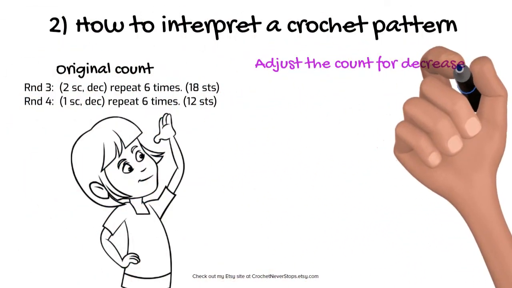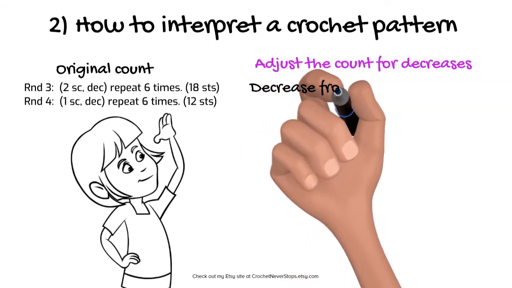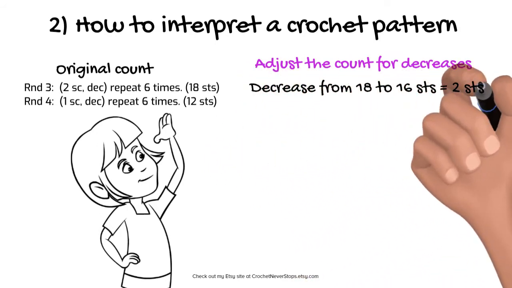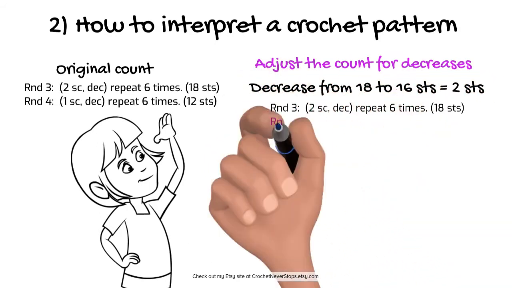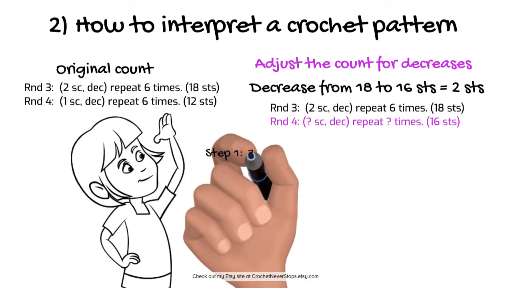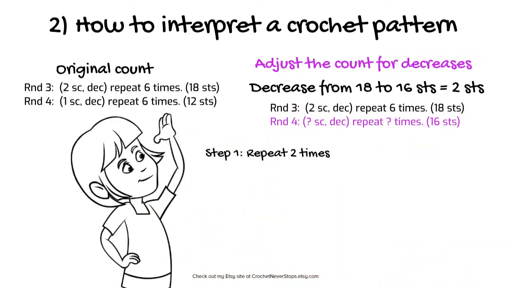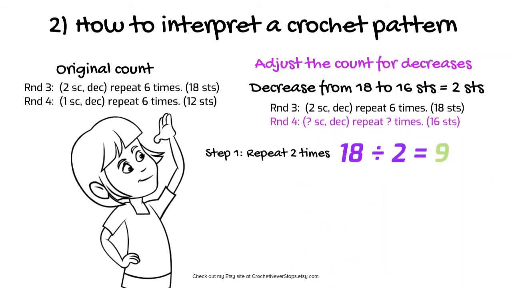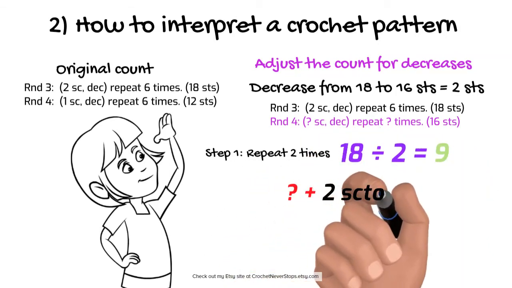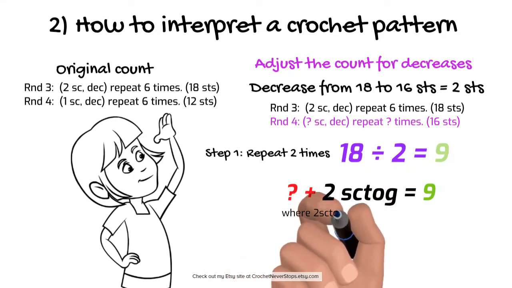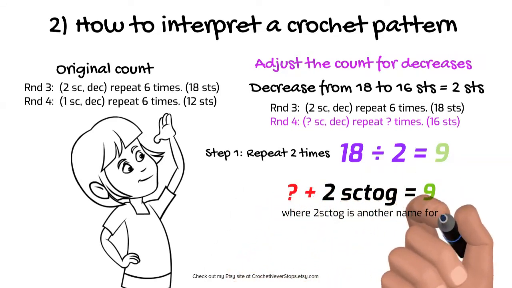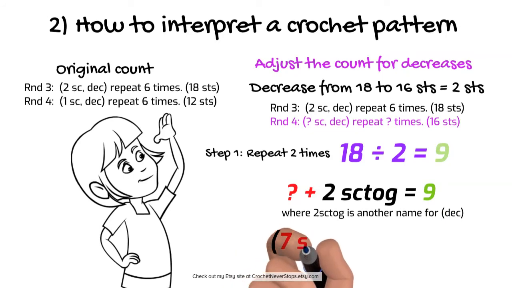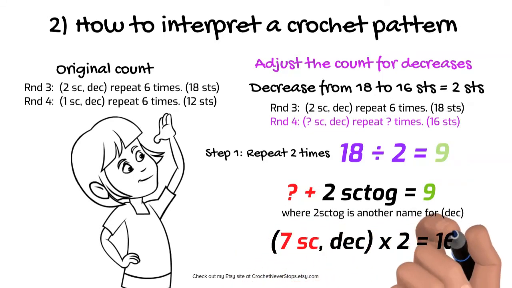So let's adjust the count for decreases. So for this round, let's decrease from 18 to 16, or 2 stitches. So step 1, repeat 2 times. 18 divided by 2 equals 9. X plus 2 single crochet together equals 9, where 2 single crochet together is another name for decrease. So the answer is 7 single crochet plus decrease times 2 equals 16 stitches.